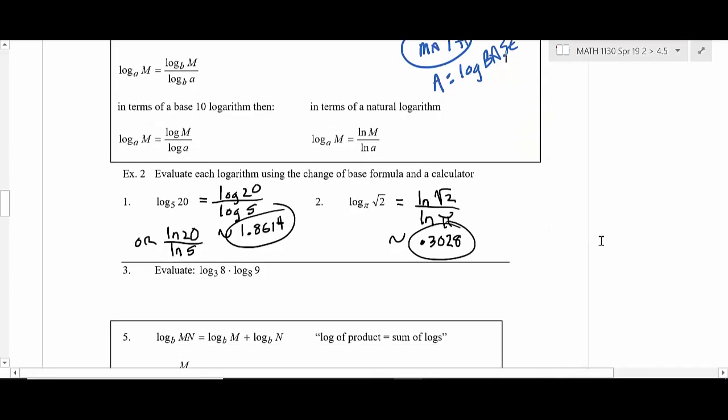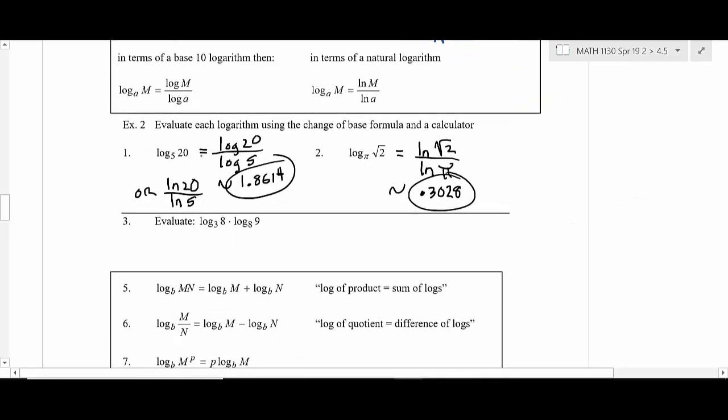All right, let's see. This next one, what I want to do is just use a couple of properties. Now, this one you could put in your calculator, but I didn't design the problem that way. We're going to use the change of base formula on this.